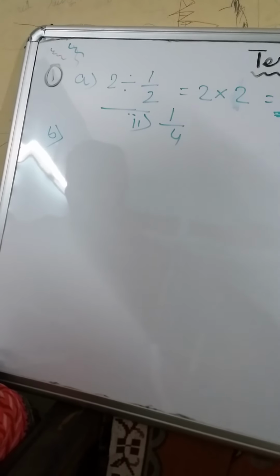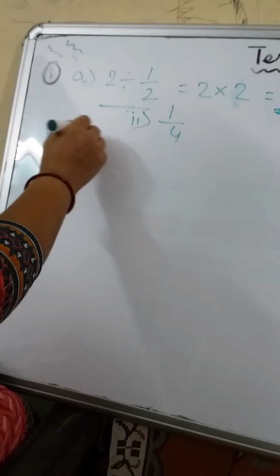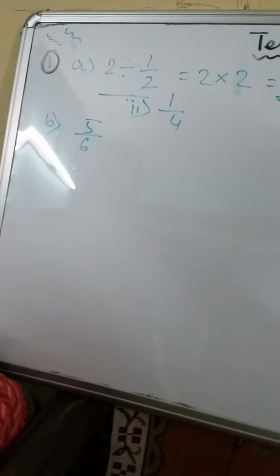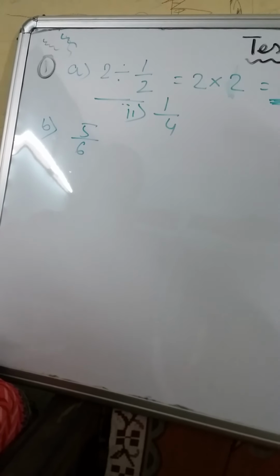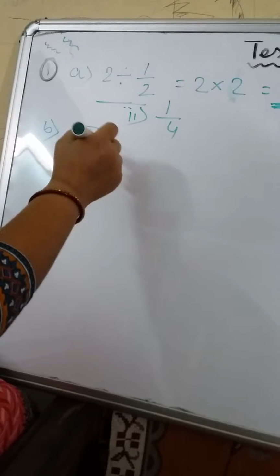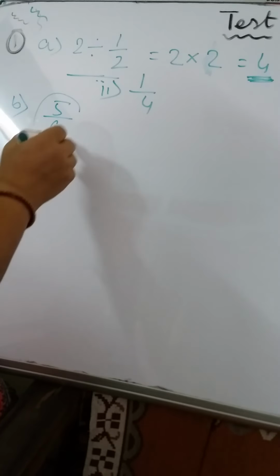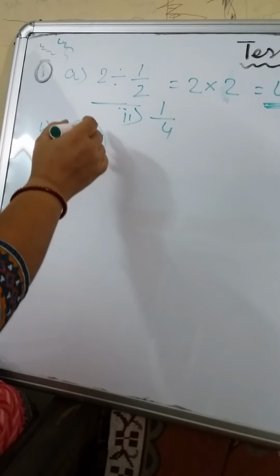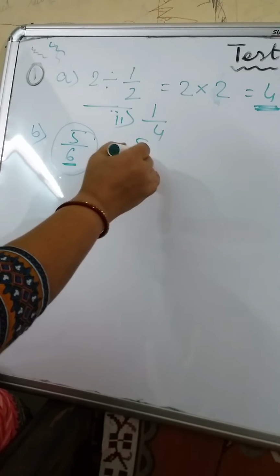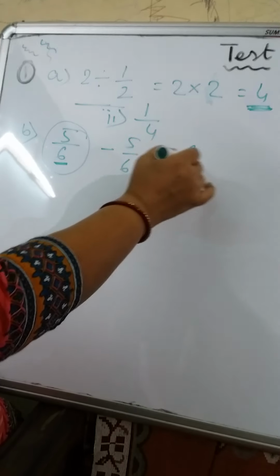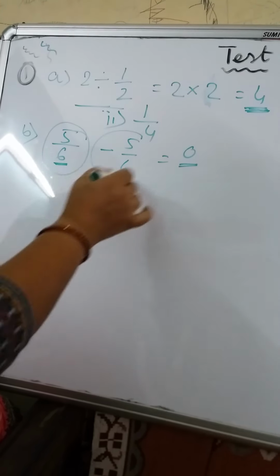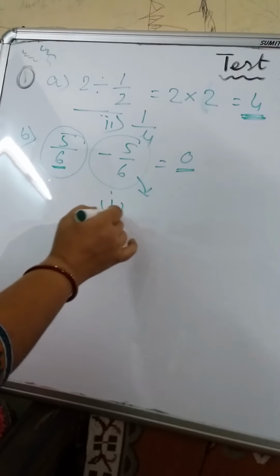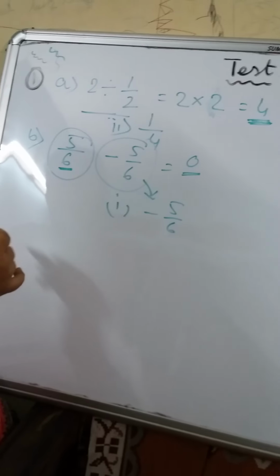Second is B, the additive inverse of 5 by 6. If you remember the definition of additive inverse, it is the number you have to add to this so that it becomes 0. So what can we add? That is minus 5 by 6, then it will become 0. So your answer is minus 5 by 6, option number 1.